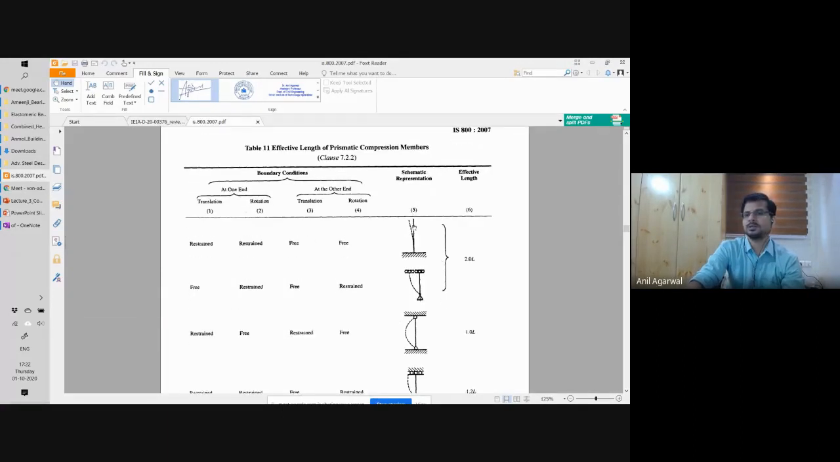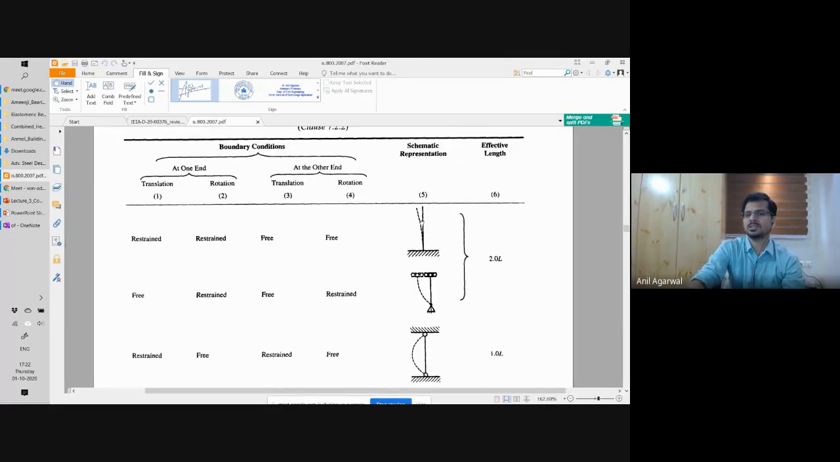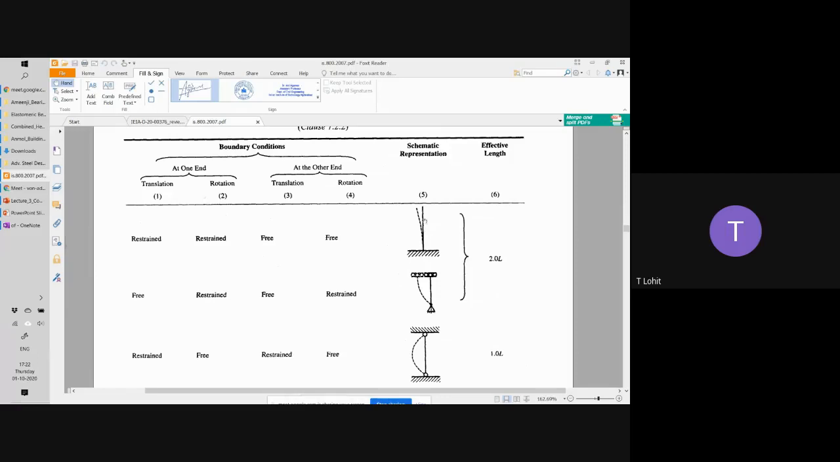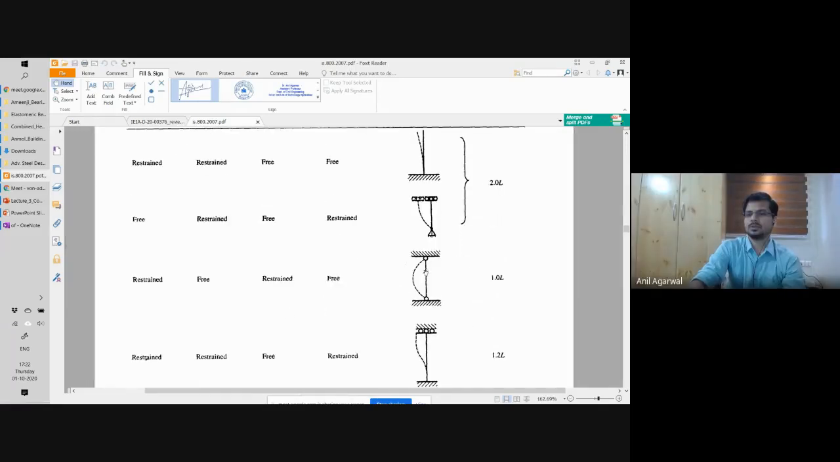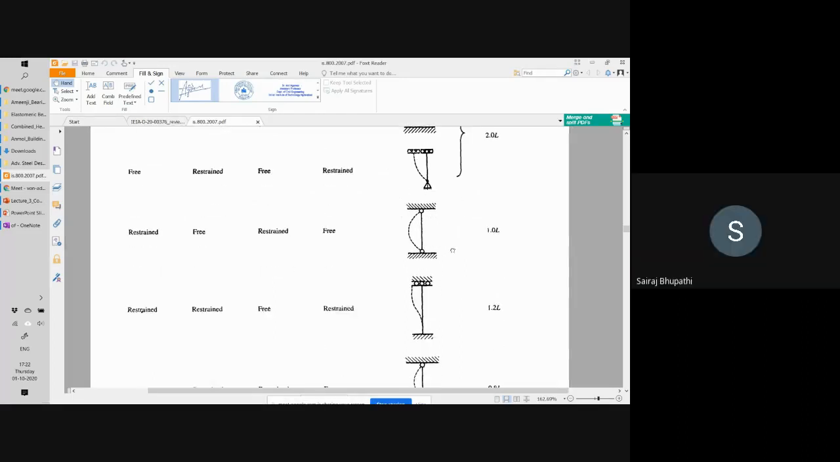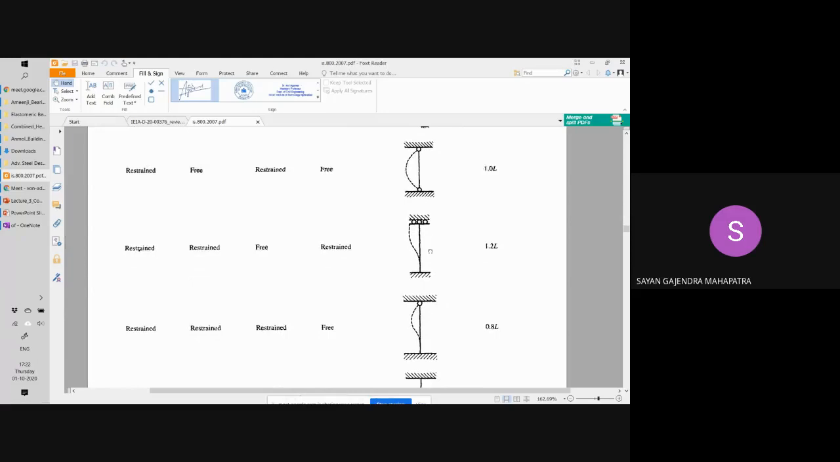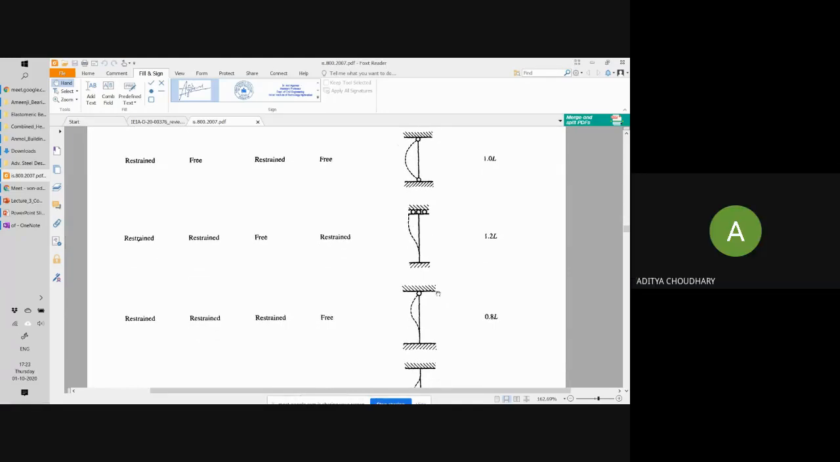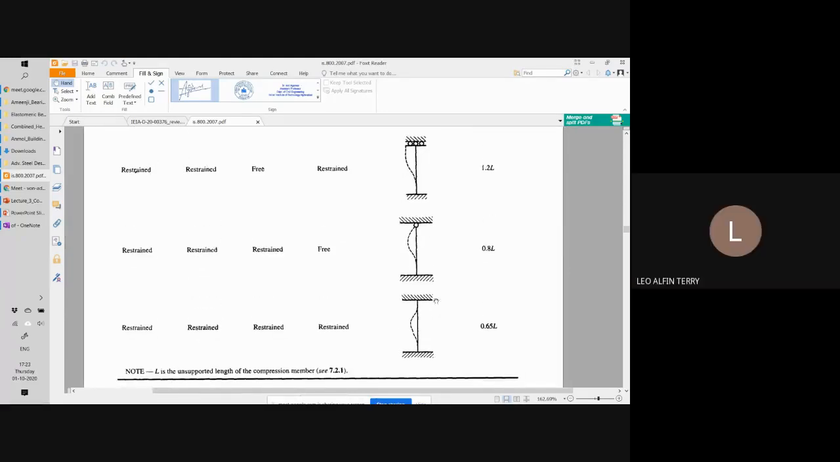The first one here, can you see it? Is it part of a sway frame or a braced frame? Sway frame. Sway frame, right? Second one, oh sorry, this third one rather. Braced, sir. Braced. Fourth one. Sway, sir. Sway, sir.